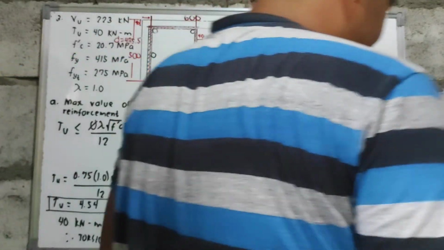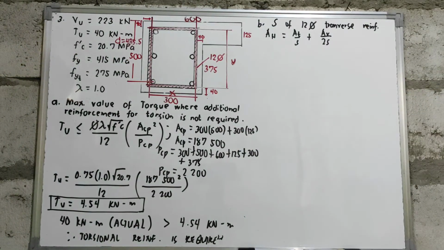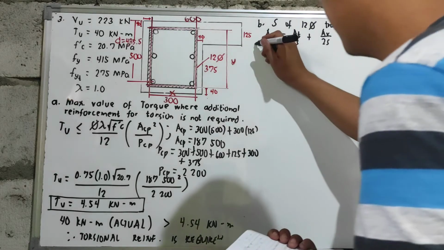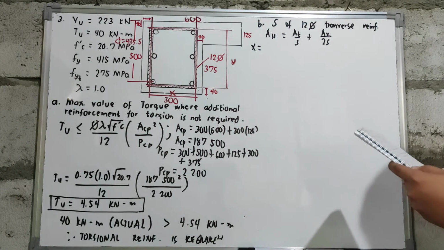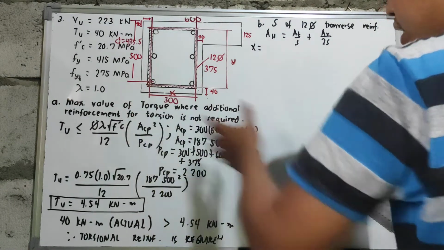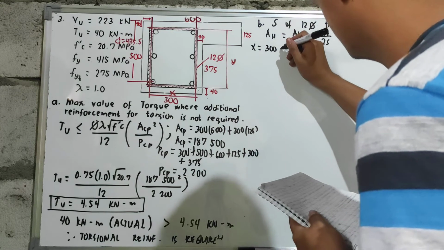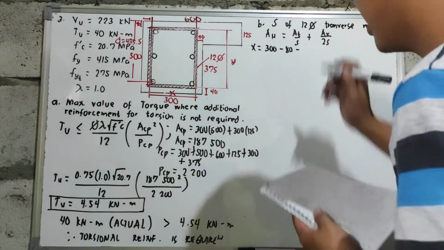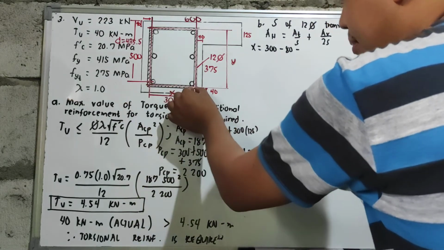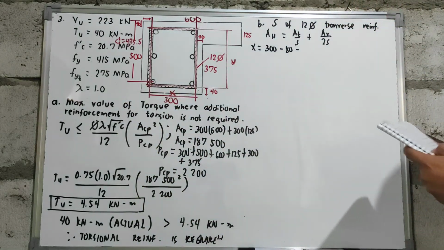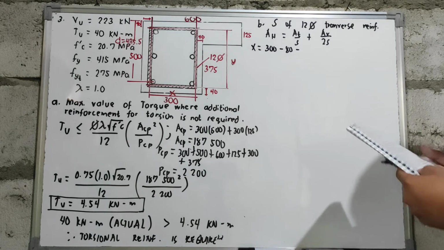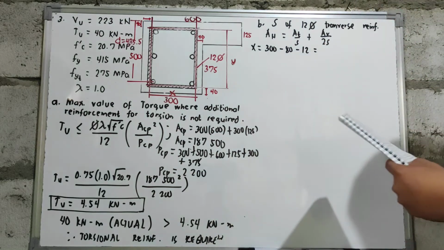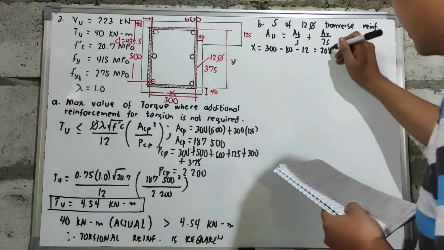So what will be the value of your X and Y? So gamitin lang natin yung mga value. You have X. So this is equal to, meron tayo dito, ang kabuuan niya is 300 minus 40 minus 40. So you have 18 minus kalahati ng stirrup sa kabila minus kalahati ng stirrup sa kabila. So that is equal to 12, kasi 6 plus 6, so you have 12. So the value of your X will now equal to 208 mm.